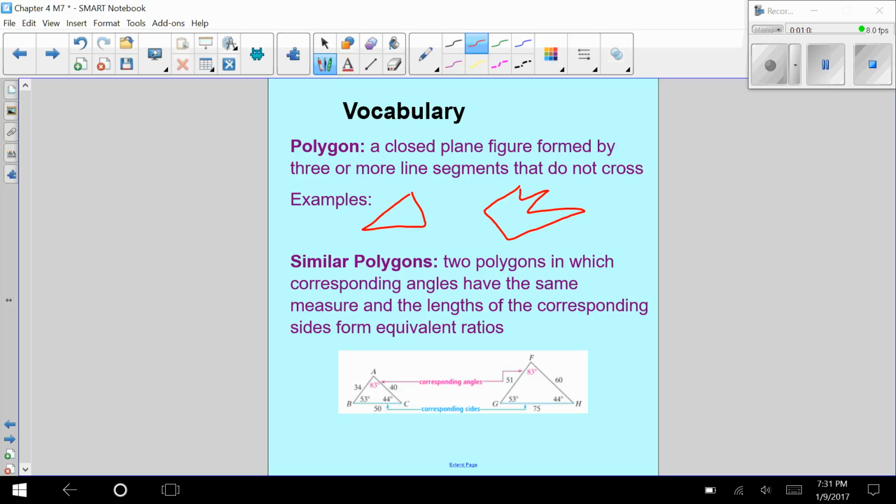It is a polygon. Similar polygons are 2 polygons in which corresponding angles have the same measure and the lengths of the corresponding sides form equivalent ratios. In this example, you'll notice that the 83-degree angles are the same, the 53-degree angles are the same, and the 44-degree angles are the same. The corresponding sides form equivalent ratios, so I could set up 50 over 75 is equal to 40 over 60, which is equal to 34 over 51.